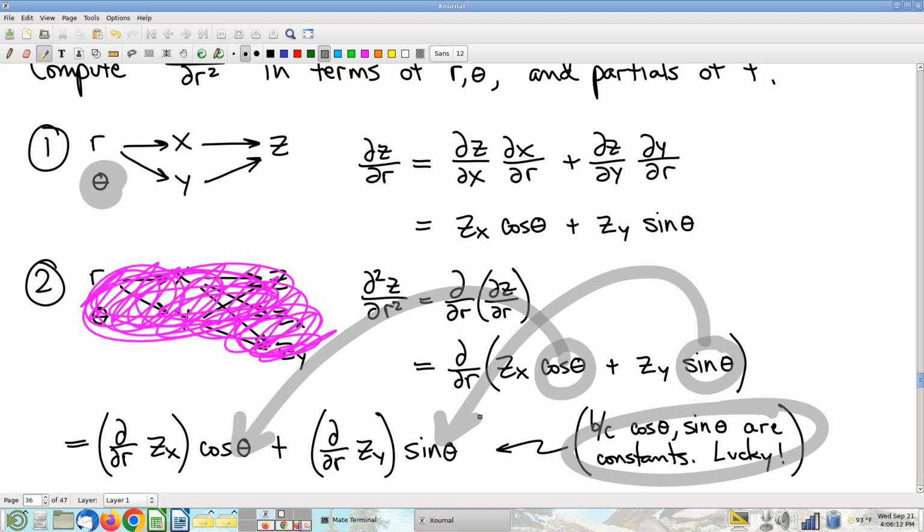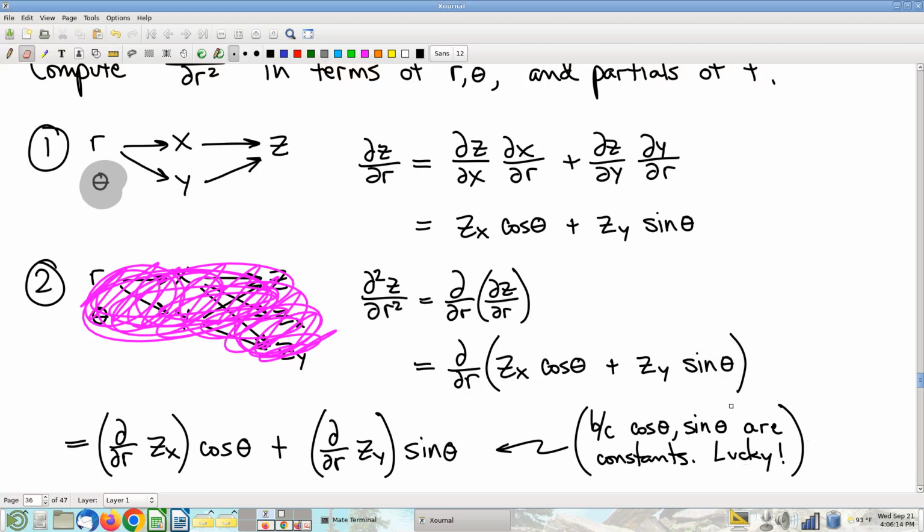Here's where it gets weird. And that's the question of what to do with this. Let me pick a different color here. What to do with r partial of zx. And I'm going to show you the wrong thing first. I'm going to show you what a lot of students mistakenly think, and I understand where the point of view comes up on this. But what I'm about to show you is wrong. It's really wrong. So here it comes.